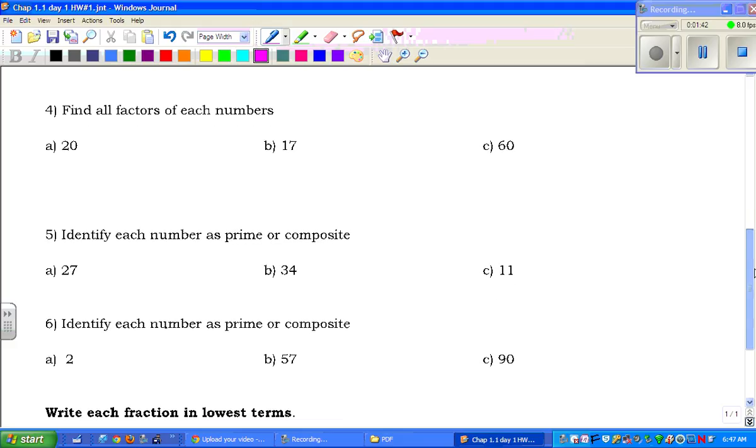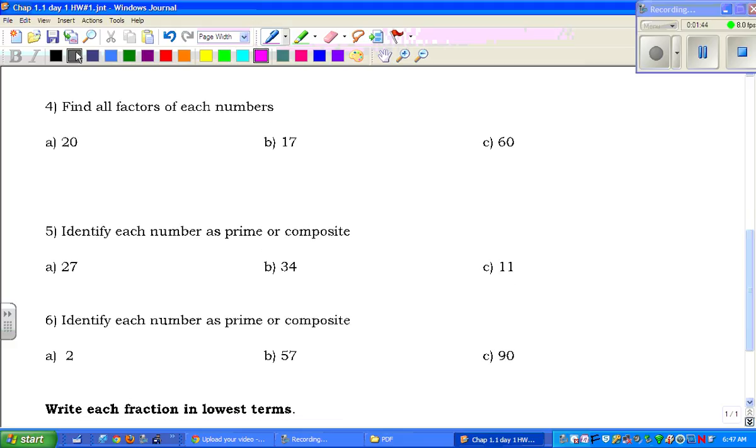Okay, let's do finding the factors. When we're finding factors, we're using our multiplication charts. We want to find all the numbers that multiply to 20. Okay? It's always going to be 1 and the number. 2 multiplies to 20 10 times. 3 does not. And then 4 times 5.